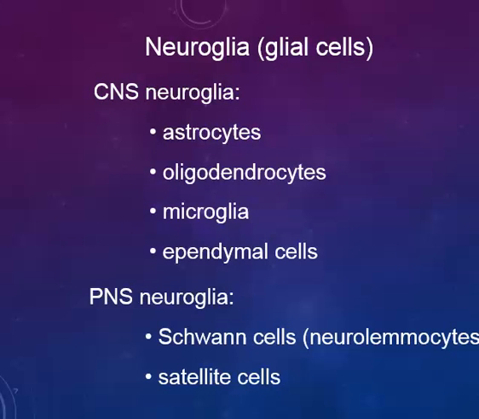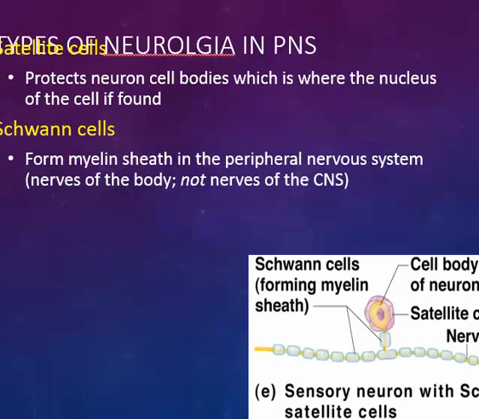And next, let's talk about the PNS, the neuroglia in the PNS. We have Schwann cells and satellite cells. So what about those neurolemmocytes, or the Schwann cells? As we were saying, they form the myelin sheath in the peripheral nervous system, not the nerves in the CNS.